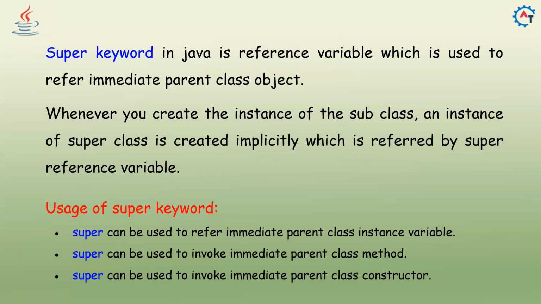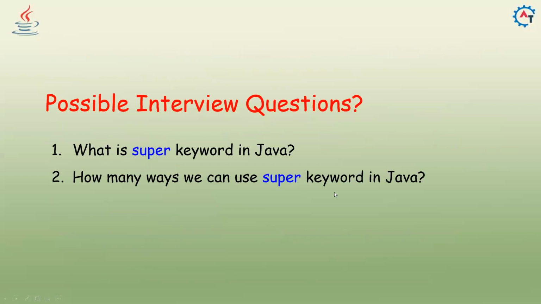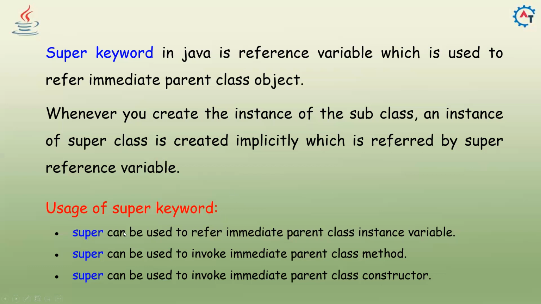So in which places can you use this? Super can be used to refer to the immediate parent class instance variable, the immediate parent class method, and the immediate parent class constructor. So the parent class instance variables, parent class normal methods, and parent class constructor. Now we'll see these three things with an example.